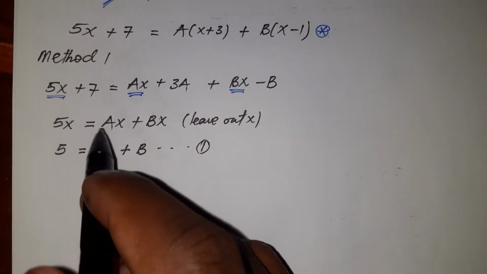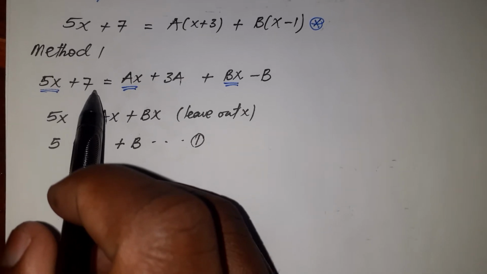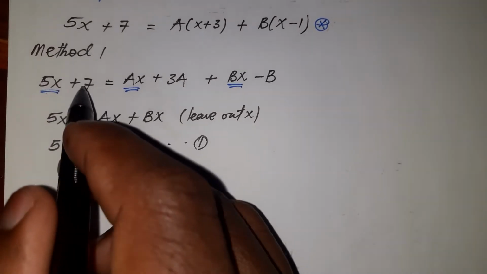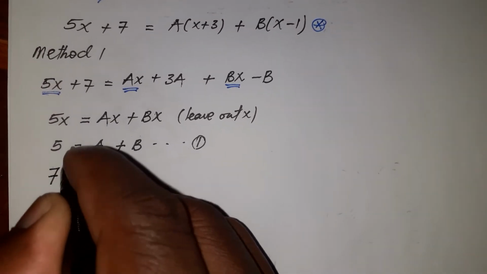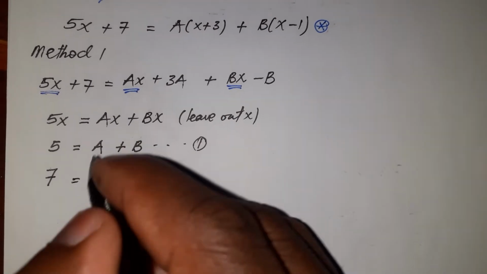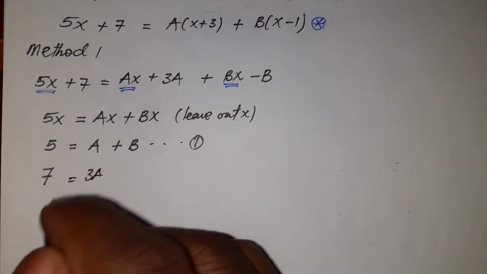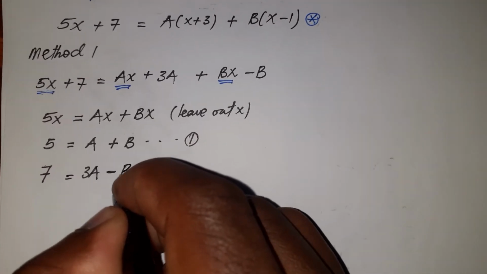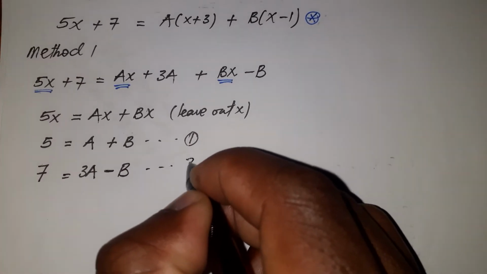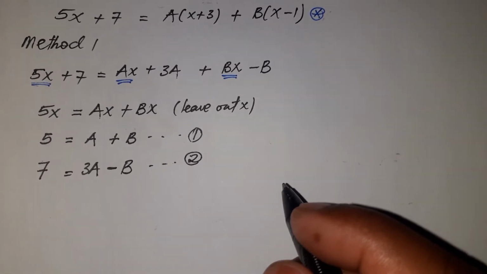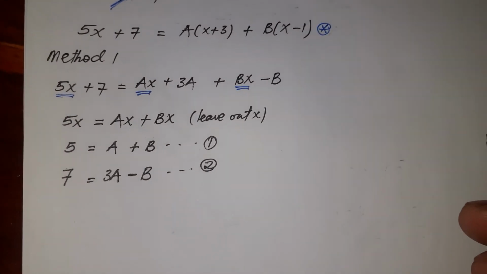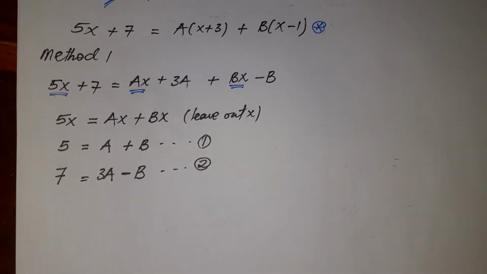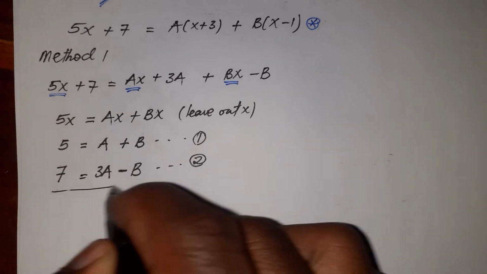Now after that, we can go back to that equation, and we now take the rest of the terms that do not have x. Then we are going to have 7 equal to 3a minus b. Then this can be our equation number 2. Now what you can see here is that we now have systems of equations. In other words, you can call these simultaneous equations. Now how do we solve this type of equations?